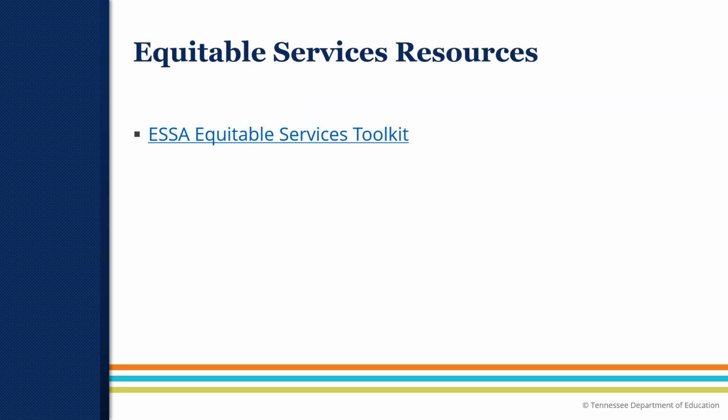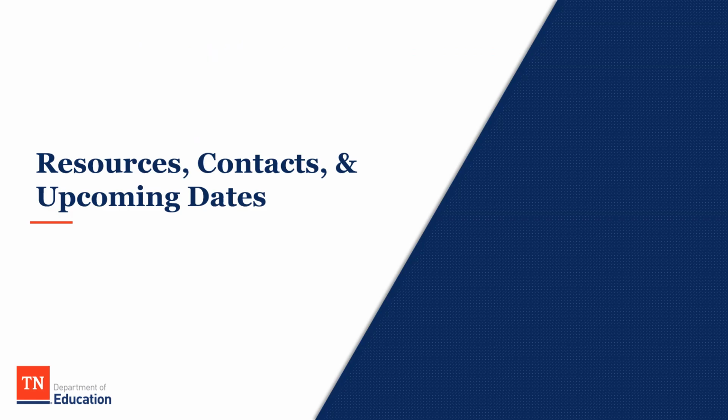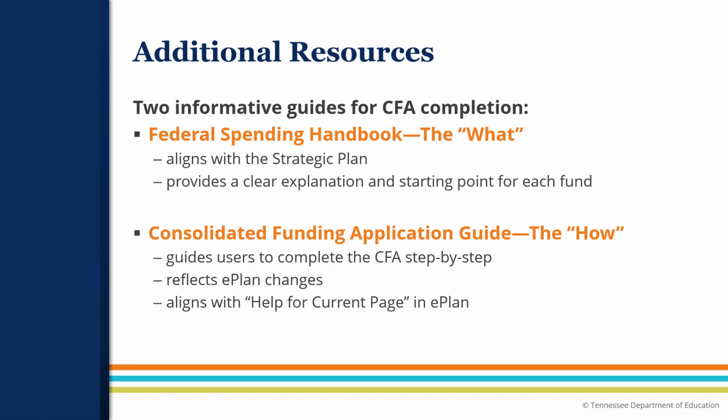And of course, there are resources. Two great resources to utilize are the Federal Spending Handbook, and that goes over specific items, especially towards the back, that can be paid for with each specific grant as long as it ties to your needs assessment. And our Consolidated Funding Application guide, and that is the how. As you are completing your CFA, you can also be going through this document to assist you with little things you might have forgotten since you completed it last year.